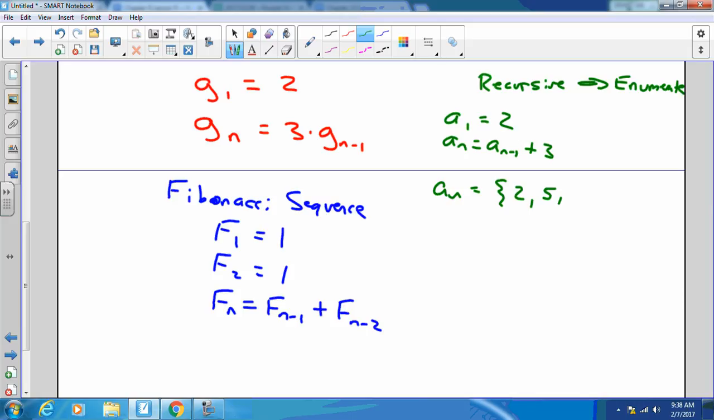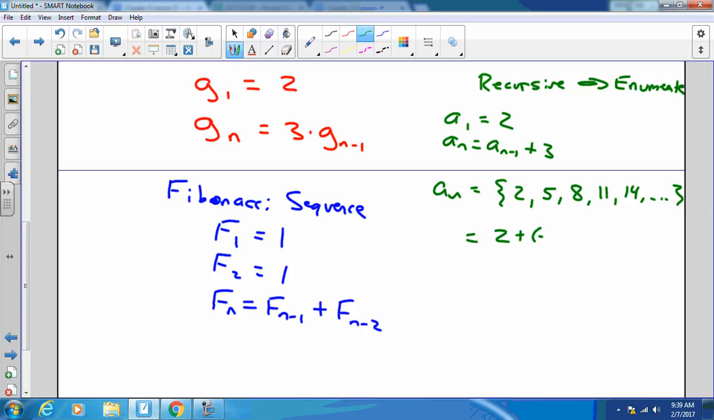And then to get to the next value, I add 3, giving me 8. And then to get to the next value, 11, 14, etc. Oh, that's what this is. What famous type of sequence is this? It's an arithmetic sequence. Of course it is.